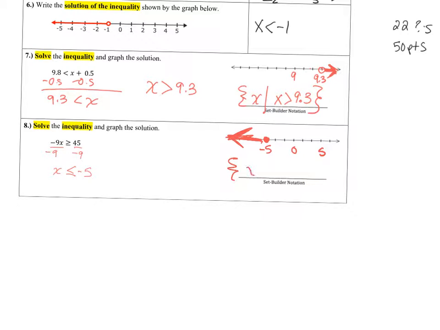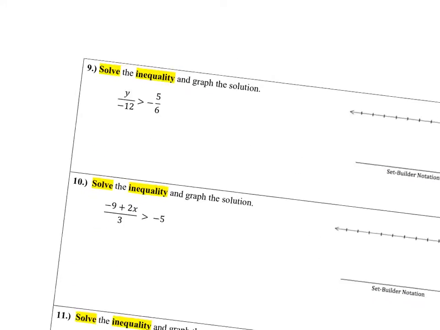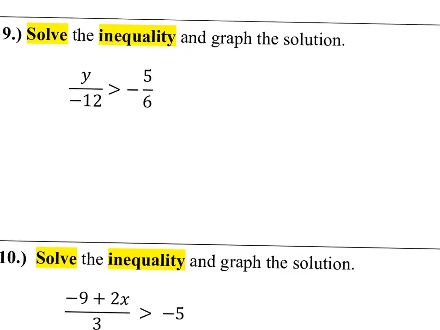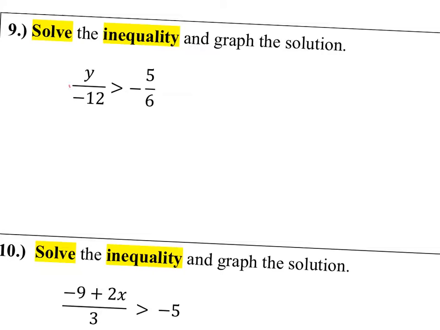And in set builder notation, x such that x is less than or equal to negative 5. Number 9, we are dividing by negative 12. So to undo, you're going to multiply by negative 12. So you multiply by negative 12, and you get y. Don't forget to flip the sign because you multiplied by a negative. When you multiply these two, you get negative 10.